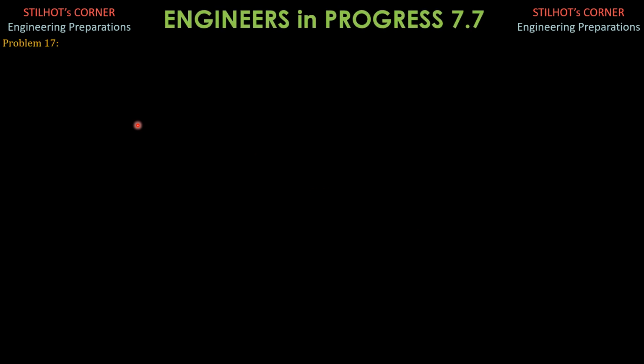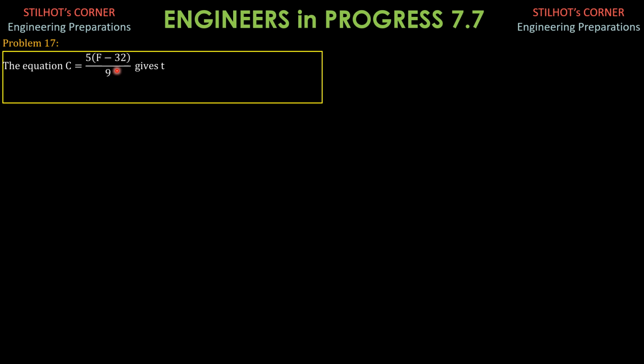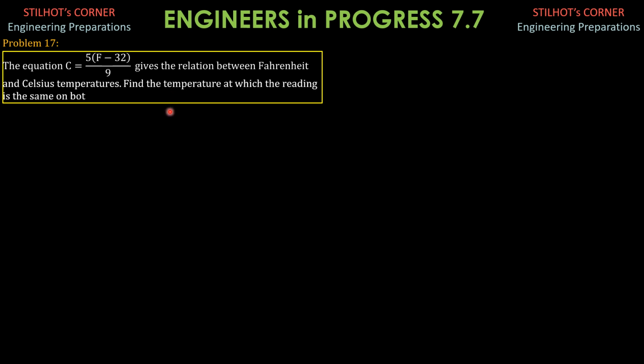Let's continue. Problem 17. The equation C equals 5 quantity F minus 32 over 9 gives the relation between Fahrenheit and Celsius temperatures. Find the temperature at which the reading is the same on both thermometers. So C is 5 over 9 of F minus 32. We replace F by C because the reading is the same. So cross multiply: 9C equals 5C minus 5 times 32, negative 160. So 9C equals 5C minus 160. 9C minus 5C is 4C equals negative 160. So C, which is equal to F, equals negative 160 over 4, and that is negative 40 degrees.